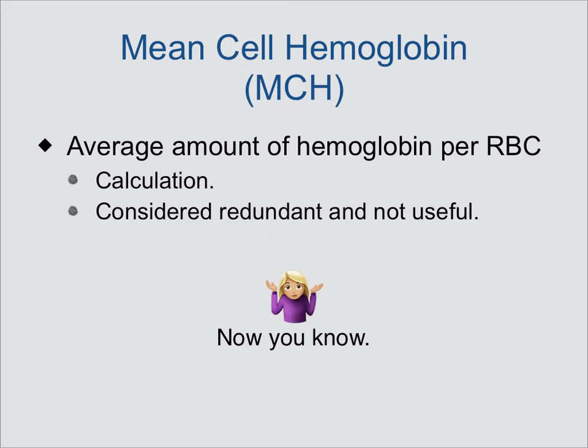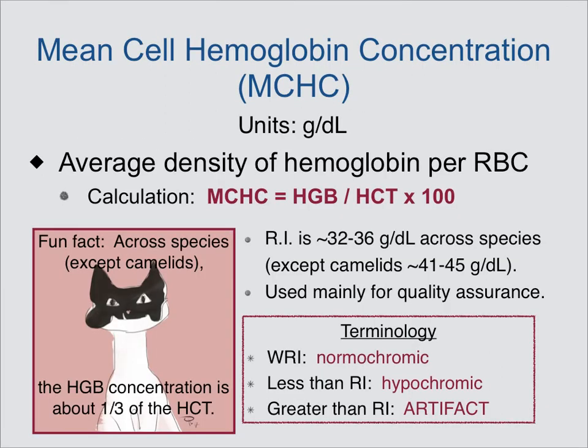Next up is evaluating the amount of hemoglobin in each cell. The mean cell hemoglobin is a calculation that represents the average amount of hemoglobin in each cell. It's considered a redundant measurement and not particularly useful, so most of the time we just ignore it. And now you know. The mean cell hemoglobin concentration, on the other hand, gets a bit more attention.